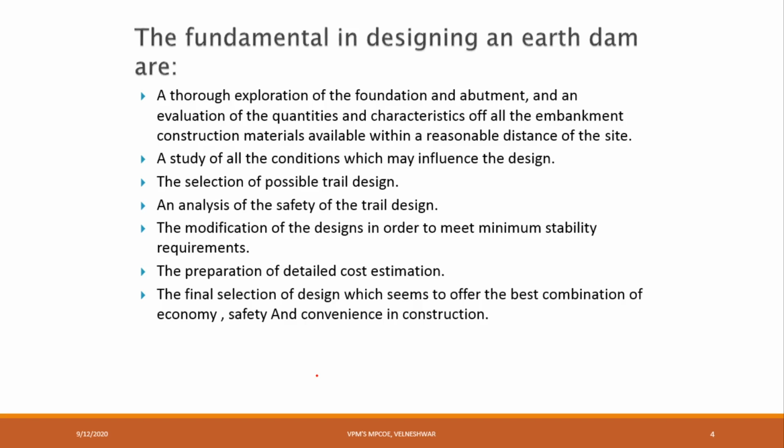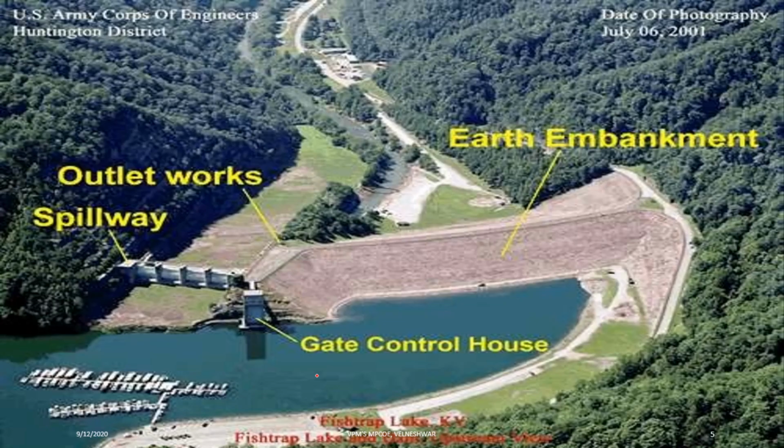Next, final selection of the design which seems to be the best combination of economy, safety, and convenience in construction. As per economy, it should be nearer to our target. Next, safety should be there, and next, convenience in construction. The main ones, economy and safety, are enough for us. Next, here we can see already, I think this one I showed in my first lecture.